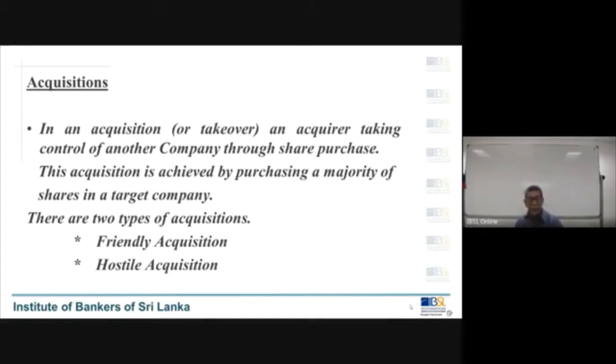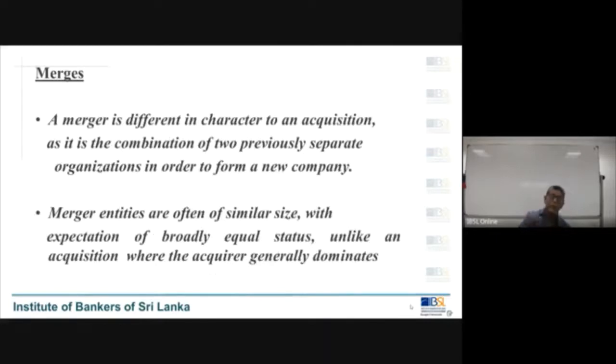The friendly acquisition means the targeted company is willing to be taken over by an acquiring company. But sometimes they don't like it, they are against it. We will discuss later what strategies are used by the targeted company when facing a hostile acquisition, right? But remember that there are two types of acquisition. The next method we call acquisition and merging.